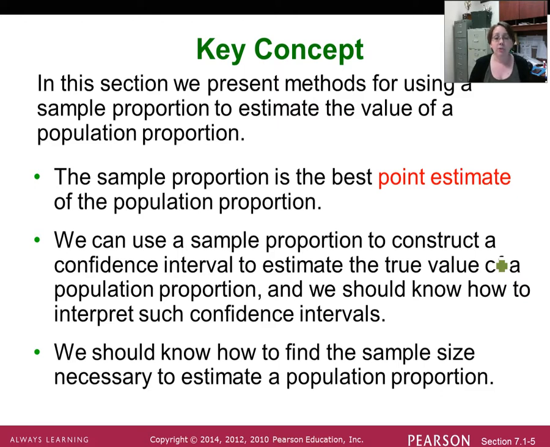We can use a sample proportion to construct what we call a confidence interval. This is chapter 7, confidence intervals, to estimate the true value of a population proportion. So you're going to have a sample proportion, and you're going to use that to build a confidence interval which estimates the population proportion. We should know how to interpret such confidence intervals as well. So we're going to talk about what these confidence intervals mean and what we say about them. We should know how to find the sample size necessary to estimate a population proportion. How big a sample do we need to get a good estimate for the population proportion?